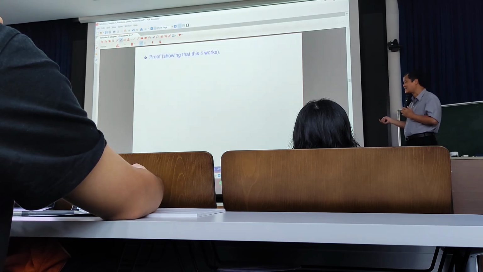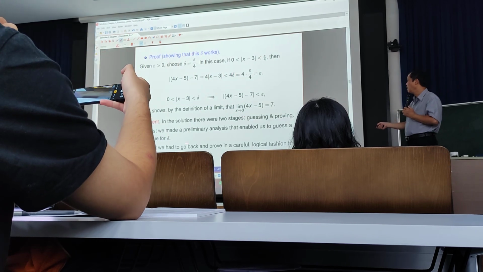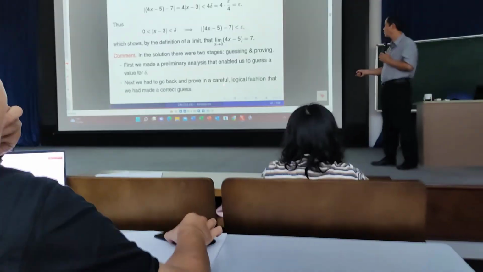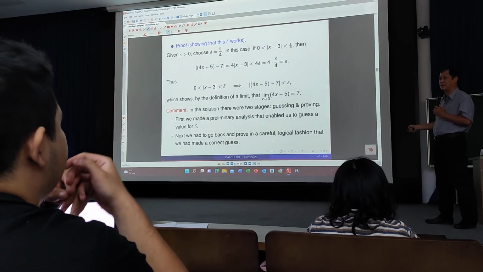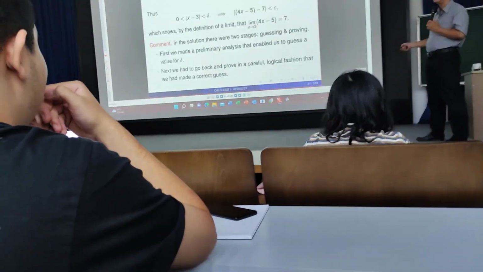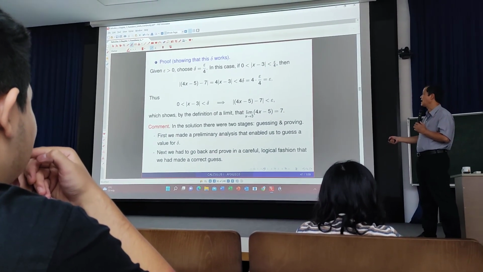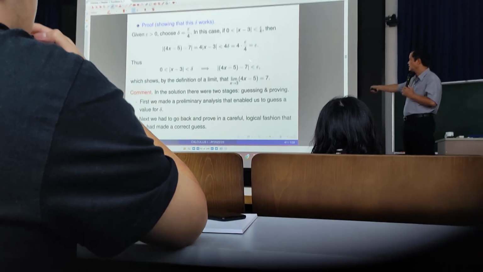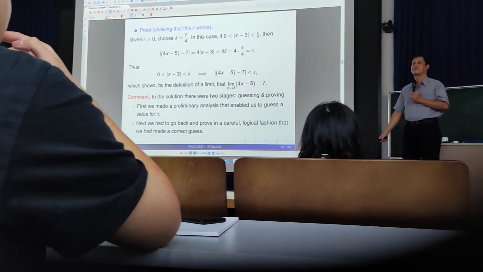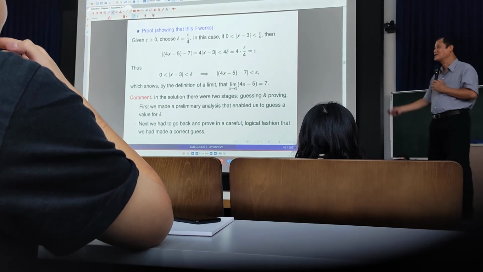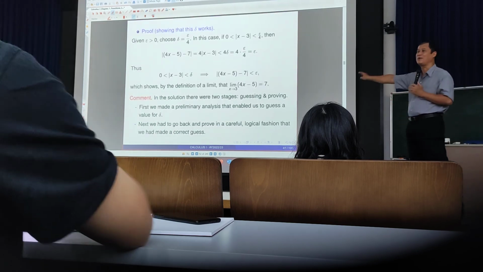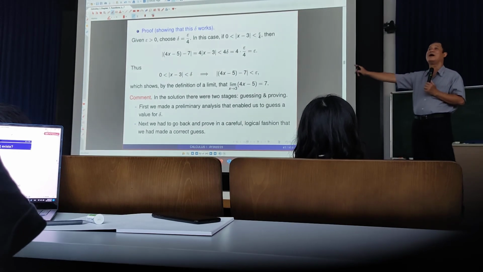So after guessing the value for delta, we go back and prove in a careful and logical way. Viết cho nó rõ ràng that this delta is correct. Tức là chúng ta làm được cái điều if x in this neighborhood, then f(x) in that neighborhood. Okay? So that's, I think that's all for today. Yes, next week. We stop at this moment. Any question?